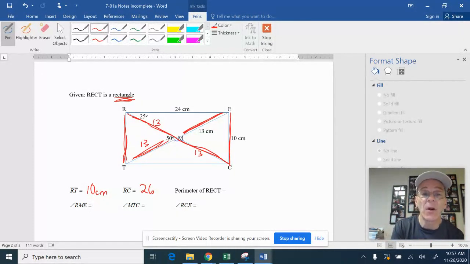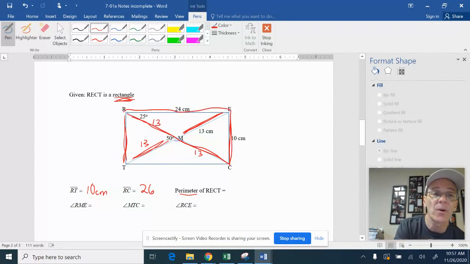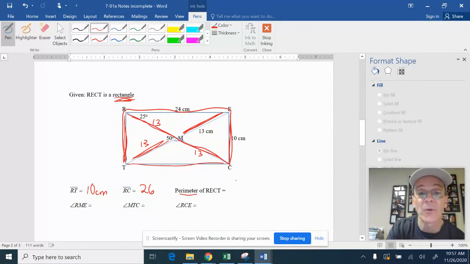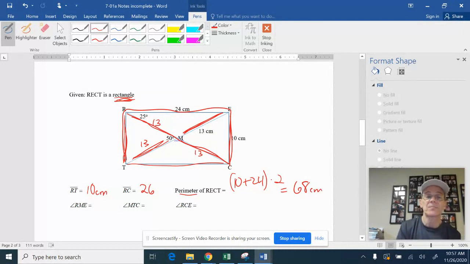The perimeter of RECT, well, again, the distance completely around the rectangle. None of the segments on the inside, just the ones going around. 10 plus 24 plus that would be another 10, right? And then that would be another 24. So 10 plus 24, and then either add another 10 and a 24 or just multiply that whole thing by 2, and we would get 68 centimeters.